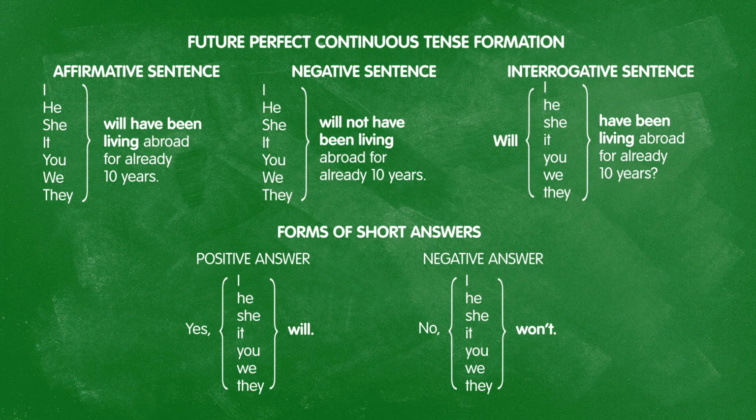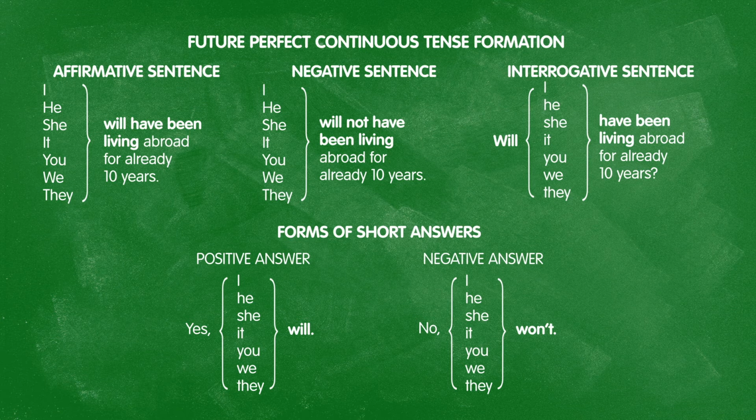To form an affirmative sentence using the future perfect continuous tense, just like in future perfect, you will say will have, except we need a little bit extra. Here we will say will have been, with the present participle, the ing form of the verb. And once again, this will not change depending on who or what you are talking about. For example, I will have been living abroad for already 10 years. Or, they will have already been living abroad for 10 years.